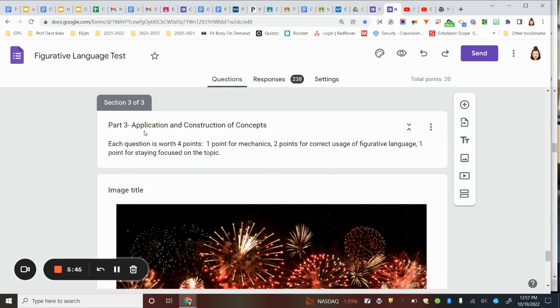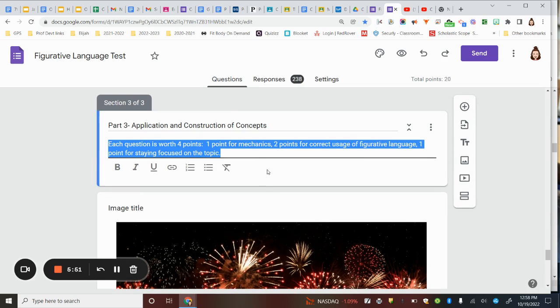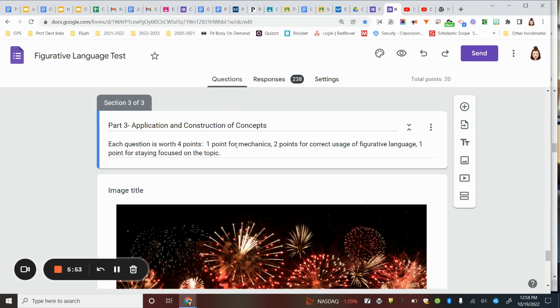This is the application and construction of concepts. Each question is worth 4 points. 1 point for mechanics, which means that you're identifying spelling and punctuation. 2 points for the correct usage of that figurative language. 1 point for staying focused on the topic. So that's your 4 points.